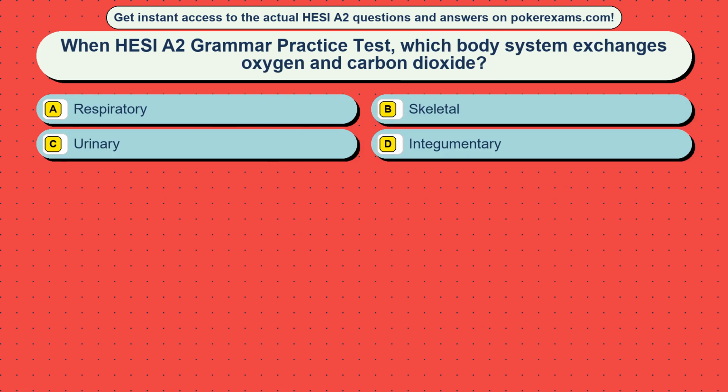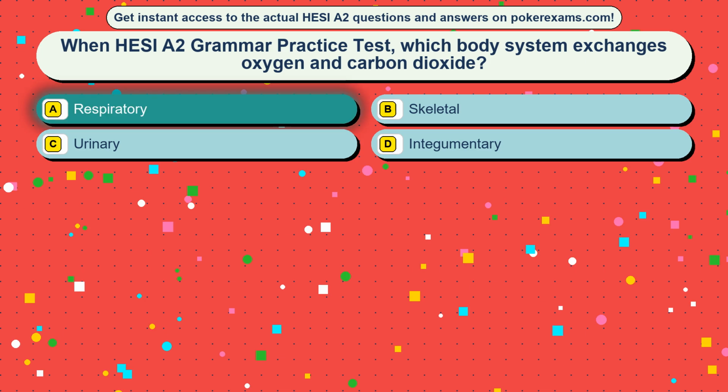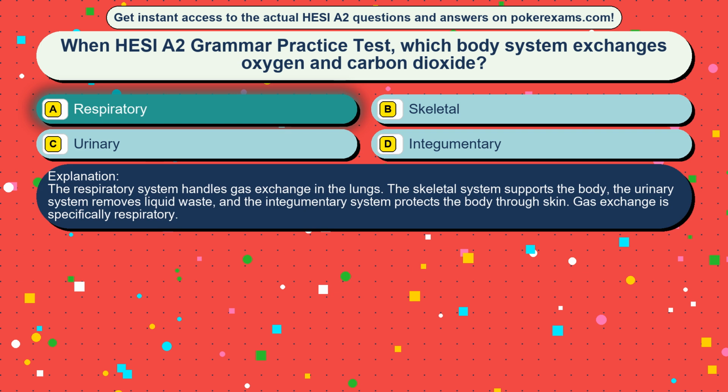Question 49. When HESI A2 grammar practice test, which body system exchanges oxygen and carbon dioxide? Option A, respiratory. Option B, skeletal. Option C, urinary. Option D, integumentary. The correct answer is option A, respiratory. The respiratory system handles gas exchange in the lungs. The skeletal system supports the body, the urinary system removes liquid waste, and the integumentary system protects the body through skin. Gas exchange is specifically respiratory.